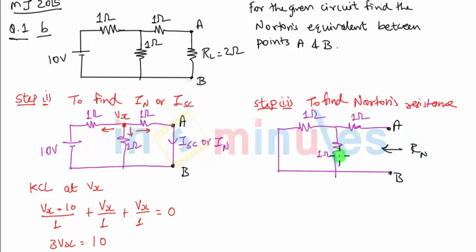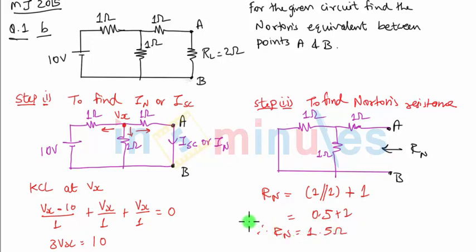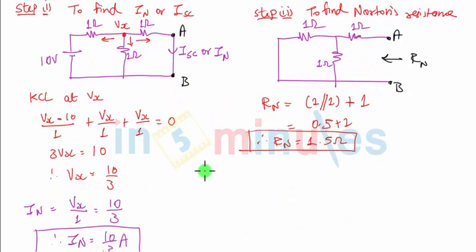So you can easily make out that these 2 1 ohm resistors come in parallel, and the parallel combination will be in series with 1 ohm. So if I now define Rn, my Rn is equal to 1 parallel 1. These 2 1 ohm resistors are in parallel, and that will be in series with 1 ohm. Parallel combination of 1 and 1 will be nothing but 0.5, and therefore we get Rn equal to 1.5 ohms. So that's my second important answer that I was looking for. We will now go to step 3.